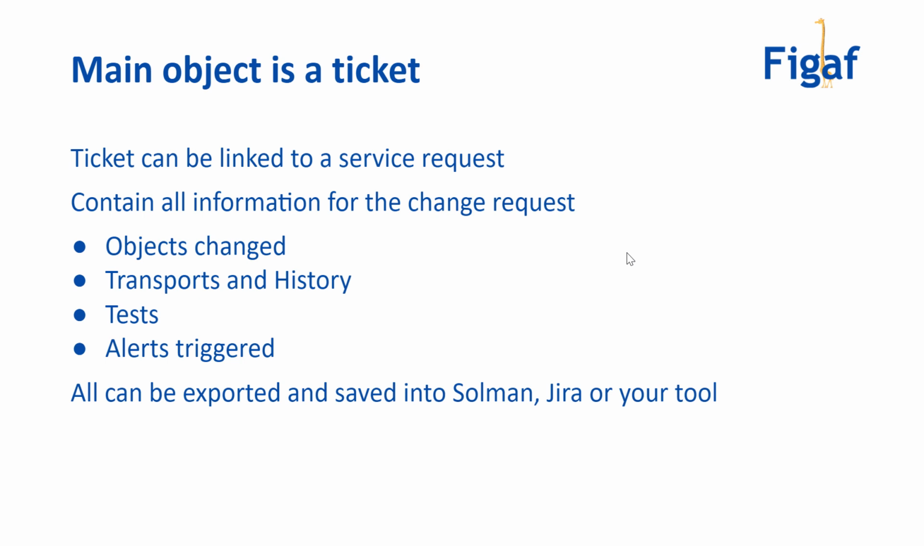What we want to capture in this is all the objects that are being changed when they're imported on your QA and productive system. We want to capture all the tests that you have done and your transport history, and if there are any links to these things, we want to capture those also.